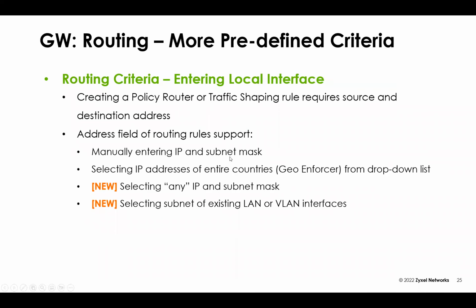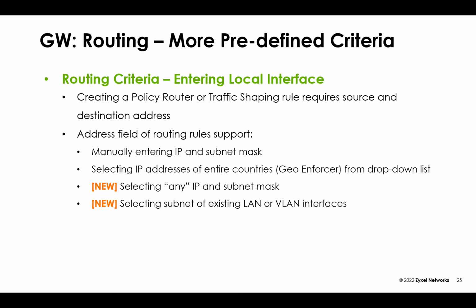Now let's take a look at our gateways and the new features within our firewalls. So we have new settings for predefined routing criteria for our routes. Whenever you create a policy route or a traffic shaping rule, we have it set up so that it's object-based, so it requires a source and destination address.